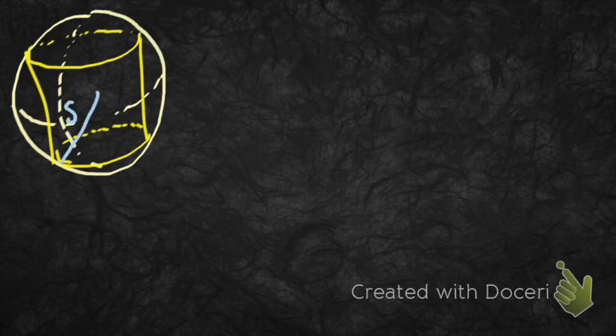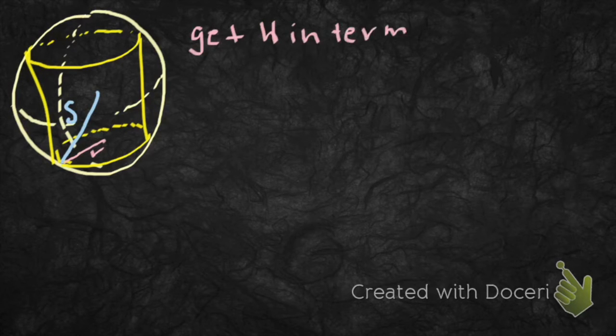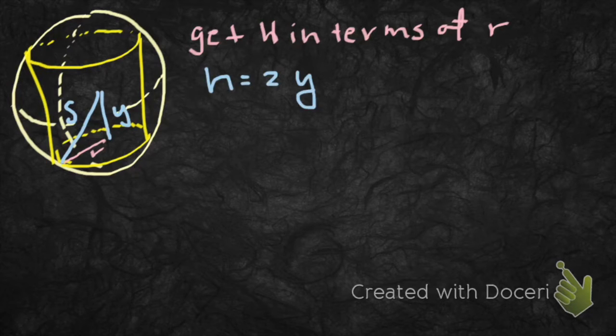Because what are we trying to do? We're trying to get the height in terms of r, because we're trying to get one variable in our one-dimensional maximization problems. So if you look down there, it kind of looks like you have a triangle, but the height is twice that y value, the height of that triangle. So we can get y in terms of r.